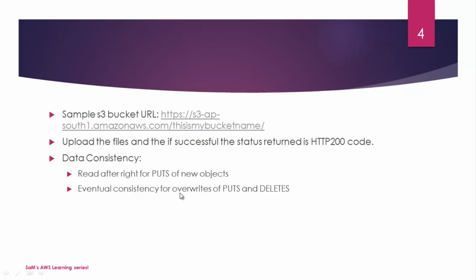And the second one, eventual consistency for overwrites of puts and deletes. As I said, if you are trying to upload a new version of the existing file, as soon as the upload is finished, you might not be able to see the latest version. The reason is simple, guys. The moment you upload the file into the S3 bucket, it has to be propagated to multiple devices and multiple facilities. There might be a possible delay, right? It's completely understandable. That's why the overwrites of existing objects might not be available right away after the upload.